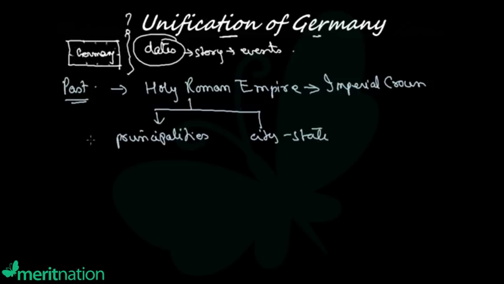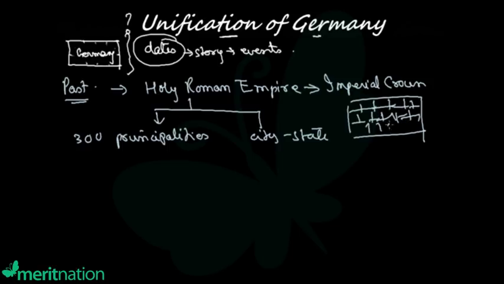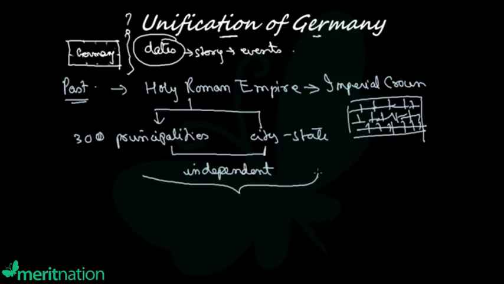So there were almost 300 principalities. Now just imagine the level of fragmentation that the Holy Roman Empire had. It was made up of very small parts. And these units, 300 principalities and city-states, were actually acting independent of each other. So there was no form of unification.